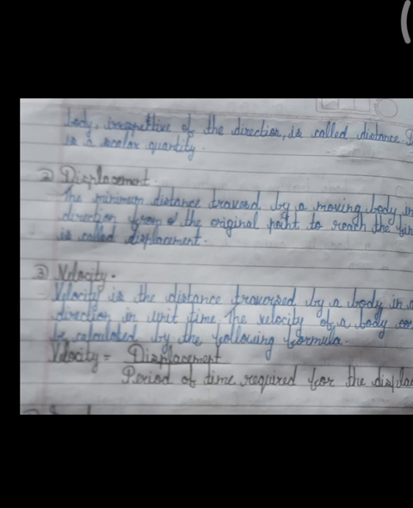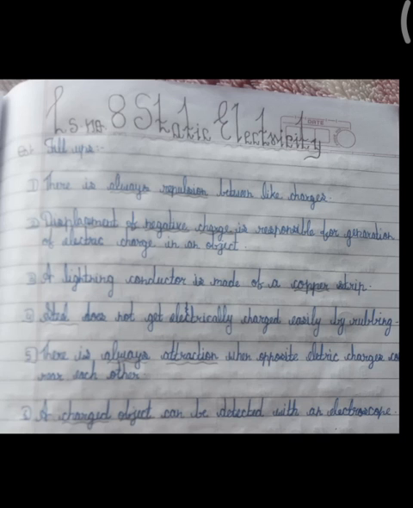Next, fourth one is speed. Speed is equal to the distance traversed upon the total time taken. Once again I'll repeat. Speed is equal to the distance traversed upon the total time taken.